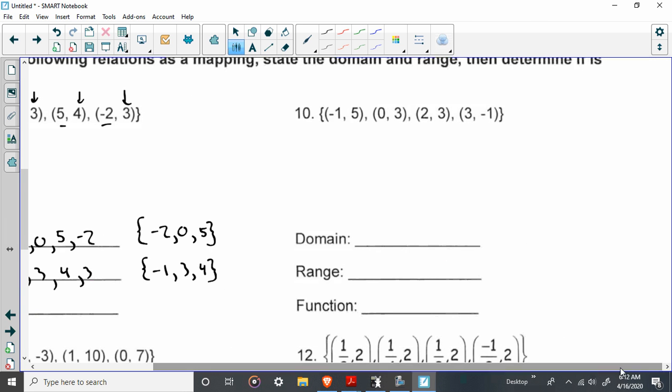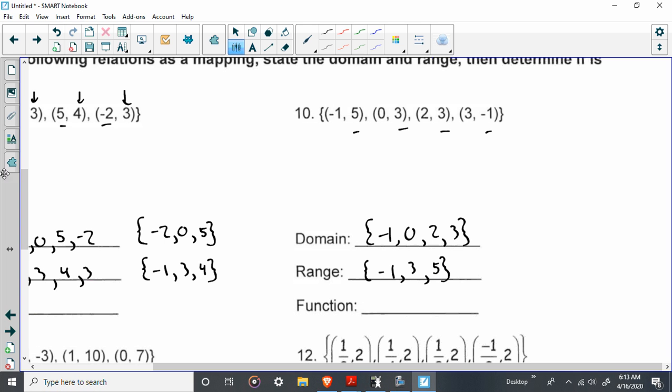All right. Over here, your domain, again, your x values. So what do we got? We've got -1, 0, 2, 3. Conveniently enough, already in lowest to highest order. And your range is 5, 3, 3, -1. So let's go ahead and put the -1 lowest, then 3, then 5.